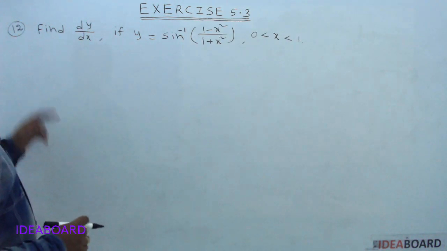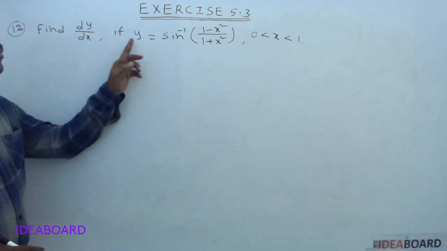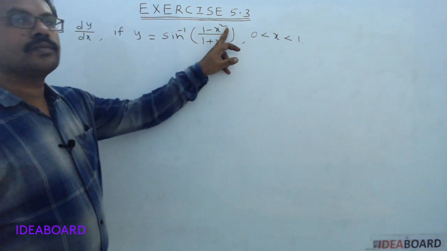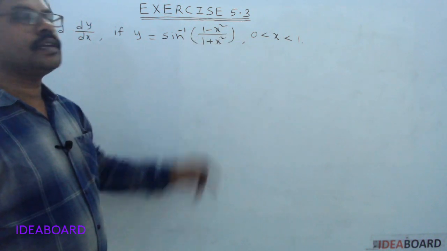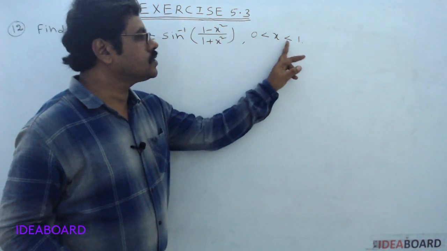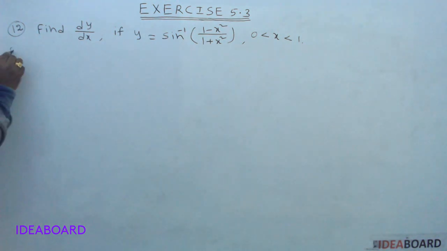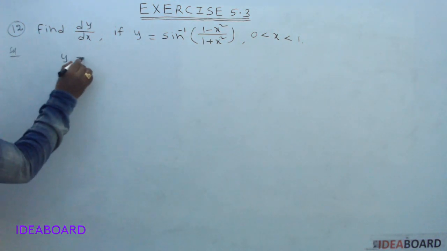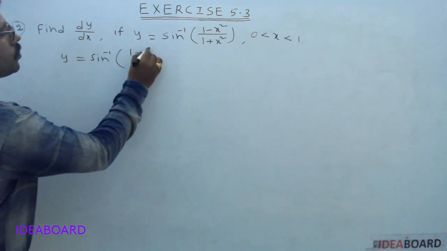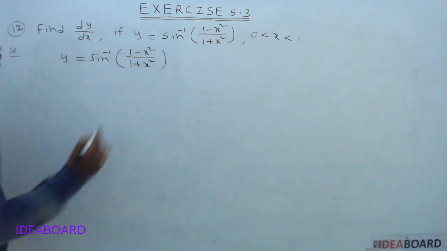Come to the next question, 12th problem. Find dy by dx if y equals sin inverse of (1 minus x square) upon (1 plus x square). What is the condition? 0 less than x less than 1. So first write down the given equation. Y equals sin inverse of (1 minus x square) divided by (1 plus x square).